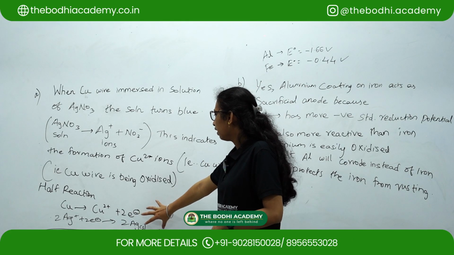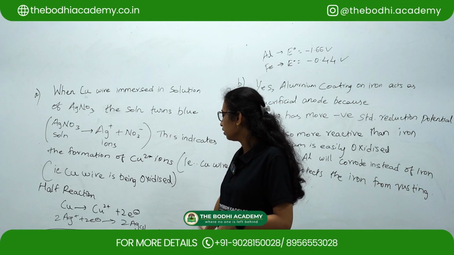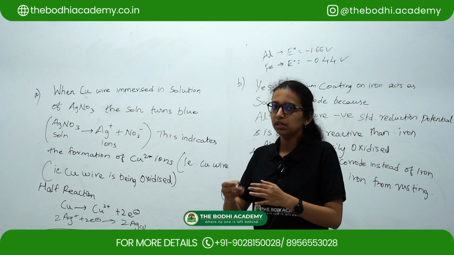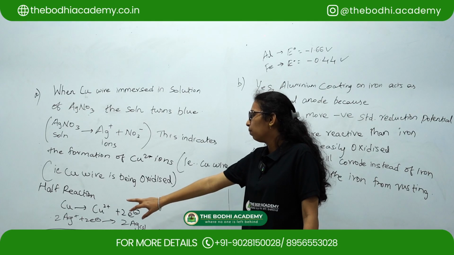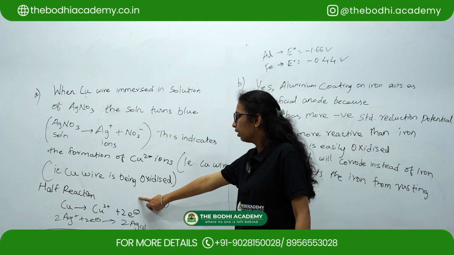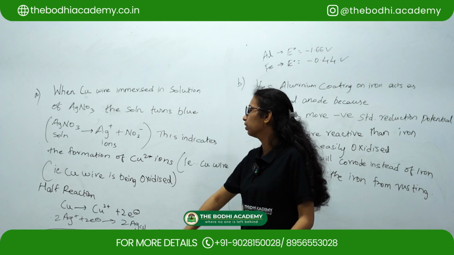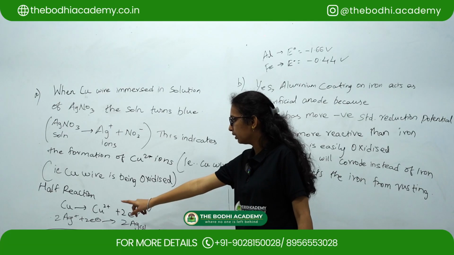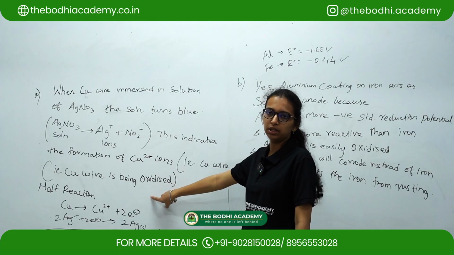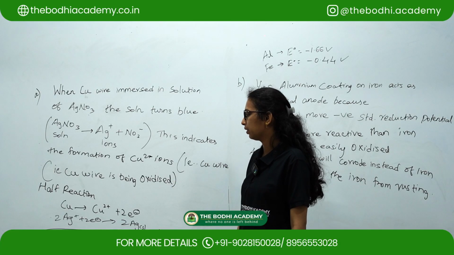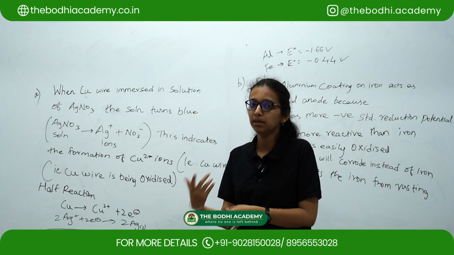They have asked us to write the balanced ionic reaction. So this redox reaction is taking place in the solution when you add the copper wire to the AgNO3. Copper is undergoing oxidation, so Cu will become Cu2 plus with 2 electrons. Then silver is undergoing reduction, reduced from plus 1 to 0, and copper is getting oxidized from 0 to plus 2. This is the overall reaction. Because copper is undergoing oxidation, the solution is turning blue.